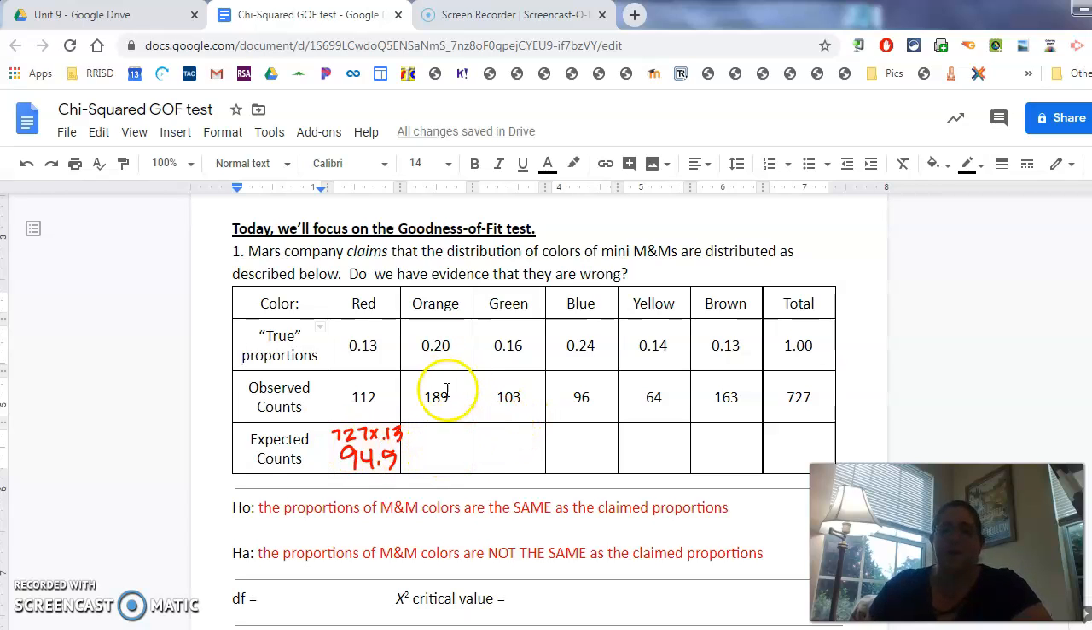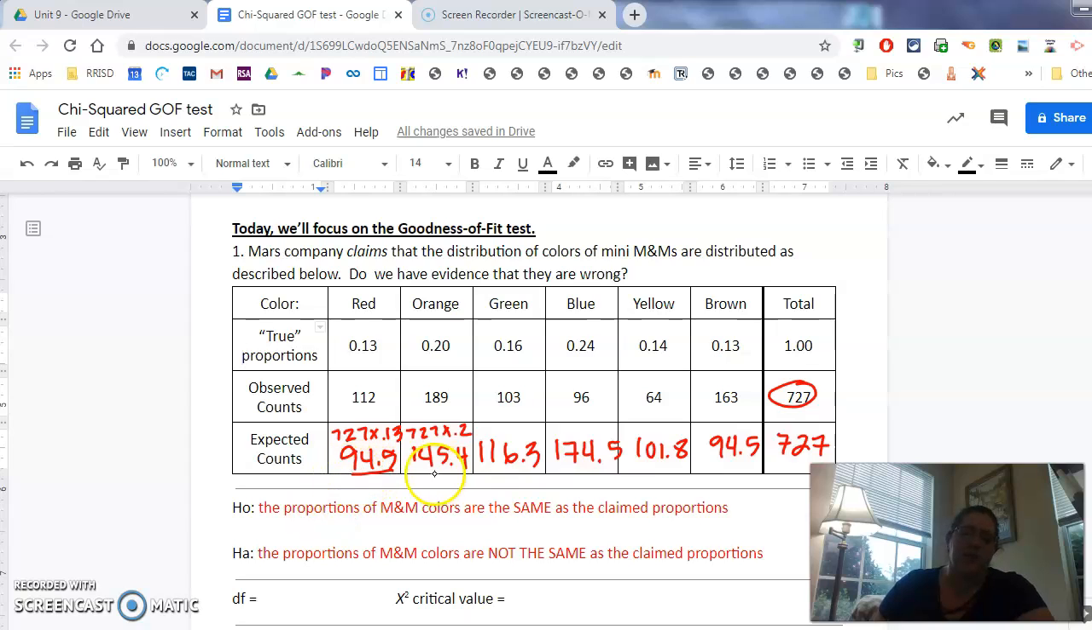So if I go through and do that for all of these, so this one would be 727 times 0.2, and that's 145.4. So that's always the first thing you're doing, is taking that total sample size and multiplying it by each proportion. So I'm going to go ahead and fill all these in. And the math I did earlier. And that should add up to about 727. It might be slightly off just due to rounding, but we should be dealing with the same sample size as our actual sample size. So those would be our expected counts. This is what the numbers would be if those proportions were actually exactly true.